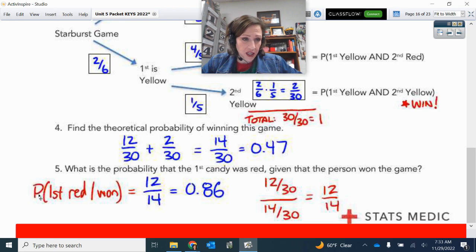This formula here, the probability of A given B, you put the totality of the B on the bottom, and on the top is the intersection of the A and the B. So that's the two big main ideas.